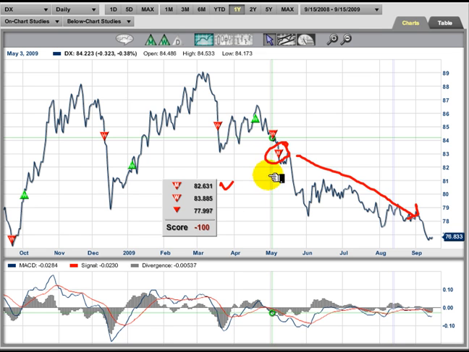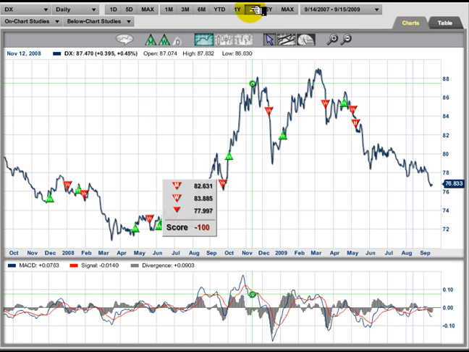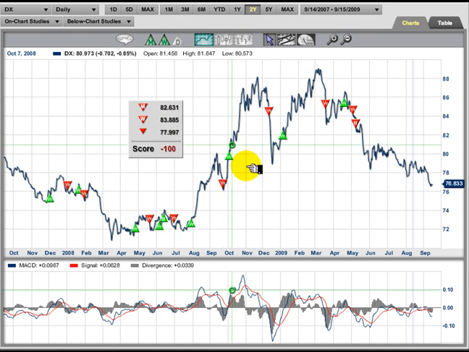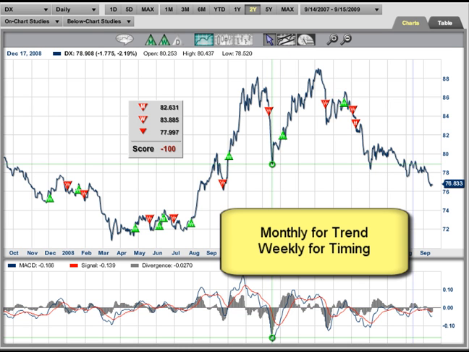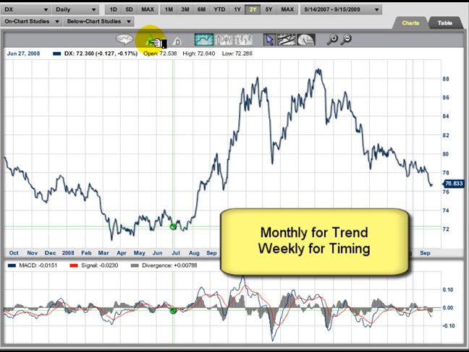But let's take this out a little further and scope this out for a 2-year period. I'm going to show you where the monthlies fall in. And this is the important thing. Remember, we talked about monthly for trend, weekly for timing. It'll be easier for me just to take all of the weeklies off to give you a clear idea of how the trends work in this market. It's very simple with MarketClub's trade triangle technology. You can see all the weeklies. Take this off, and you can see all the monthlies.